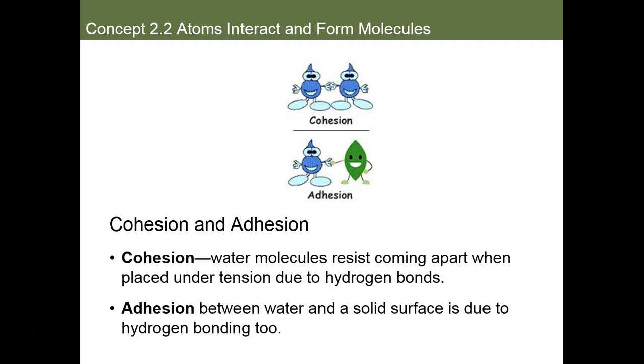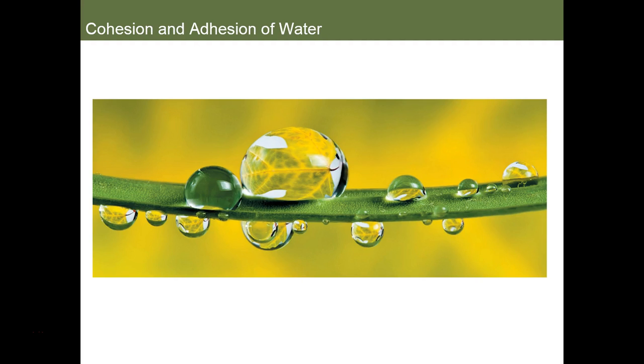Hydrogen bonds also give water the properties of cohesion and adhesion. Cohesion is when molecules resist coming apart due to the hydrogen bonds. Adhesion is between water and a solid surface, due to hydrogen bonding as well. This picture demonstrates nicely adhesion and cohesion. The droplets are forming because water sticks with one another and is adhering to the blade of grass, all due to hydrogen bonding.